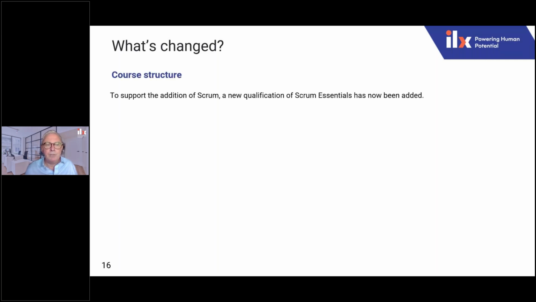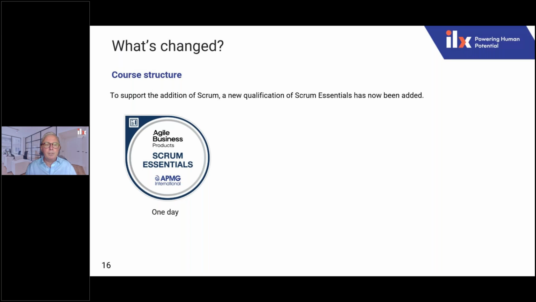Now, because of the addition of Scrum, there are two Scrum qualifications to start with at the basic level. There is the Certified Scrum Master or the Certified Product Owner, because those are the two main roles. There are qualifications for developers as well. With Scrum Master and Scrum Product Owner, you don't need to take both. What they've actually created now is a combination of the two called Scrum Essentials, which runs as a one-day course.